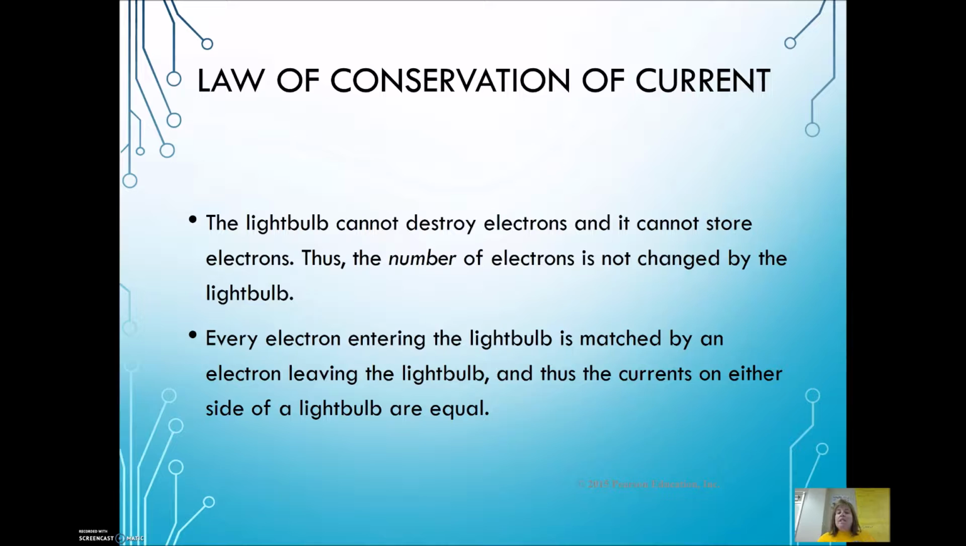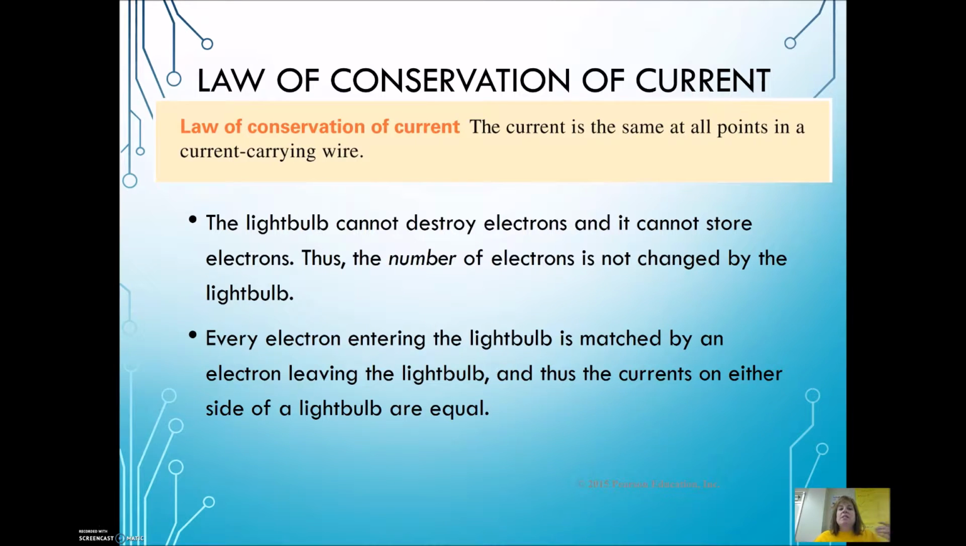And so that means that the current on either side of any circuit element has to be equal. This is actually dictated by the law of conservation of current, which is really like the law of conservation of charge. The current is the same at all points in a current carrying wire. So when I hook up a simple circuit with just a wire and a battery and maybe a bulb, the current everywhere in that circuit is the same, everywhere.